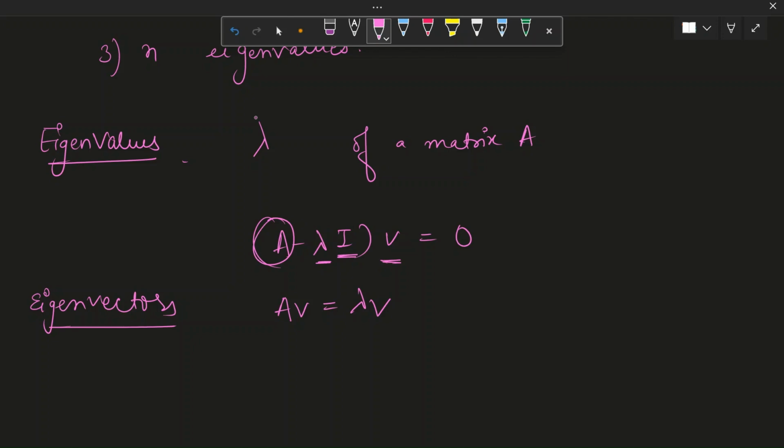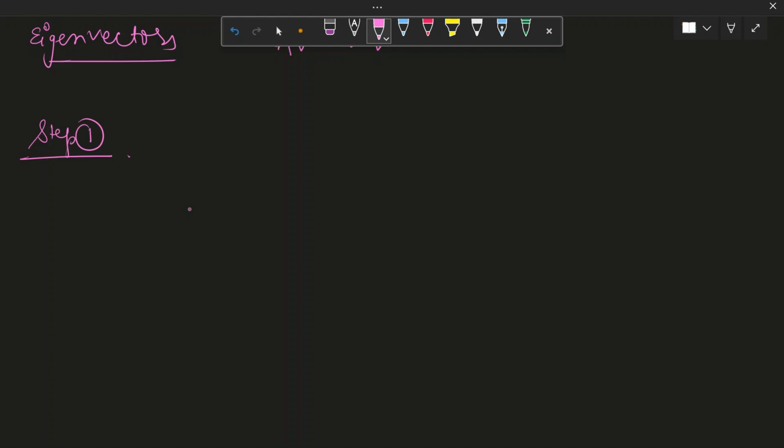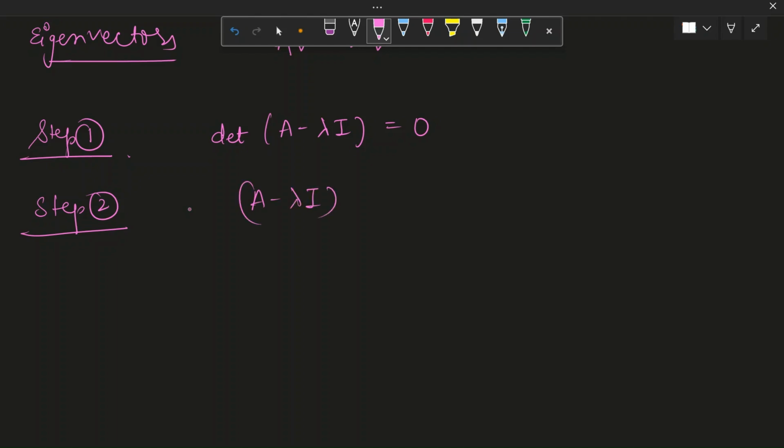How to diagonalize a matrix? We will move step by step. Step 1 is to calculate eigenvalues. Find the eigenvalues lambda by solving the characteristic equation, that is, finding the determinant of A minus lambda I. Then step 2 involves calculating the eigenvectors. For each eigenvalue lambda, we need to solve the equation (A minus lambda I) V equals 0 to find the corresponding eigenvector V.